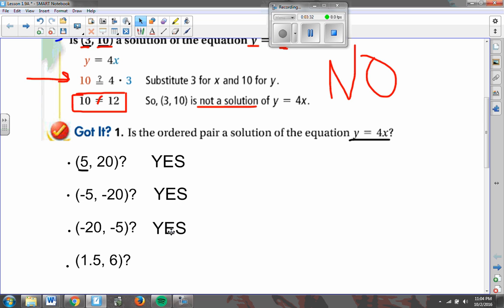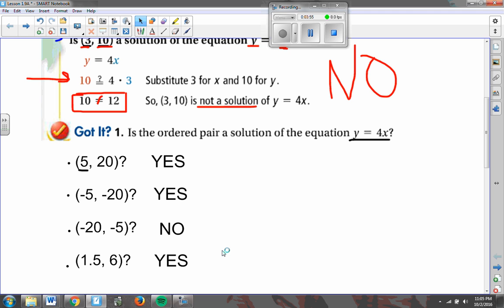The next one is absolutely a no. They have the x and y values flipped around there. If I put negative 20 in for x, 4 times negative 20 is actually negative 80. So negative 5 does not equal negative 80. And then the last one here is also a yes. 4 times 1.5 is actually 6.